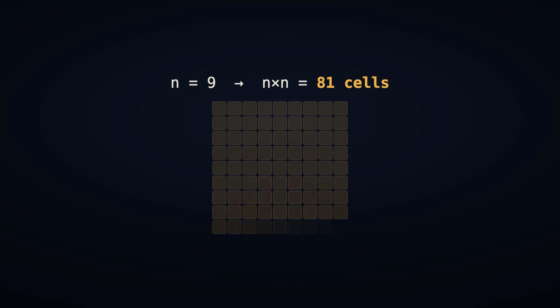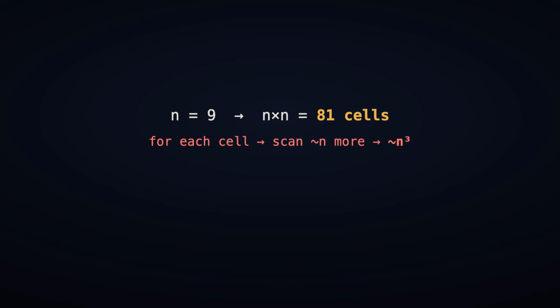Let's put a number on it. Call the board side n. Here, n is 9. The board holds n times n cells, 81 of them. That's the work just to look at every cell once. But the brute force does far more. For each of those cells, it scans another n across the row and n down the column. Work piled on work. It grows like n cubed. Small for a 9x9, sure, but it's effort we simply don't need to spend.